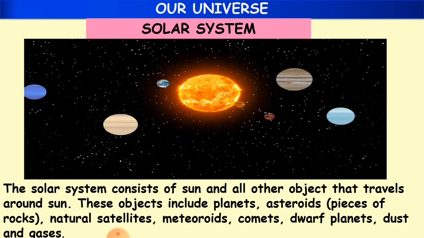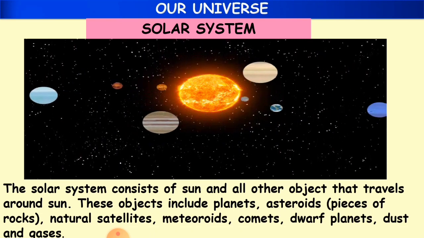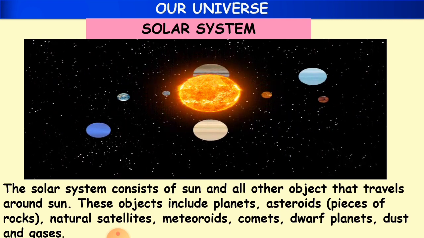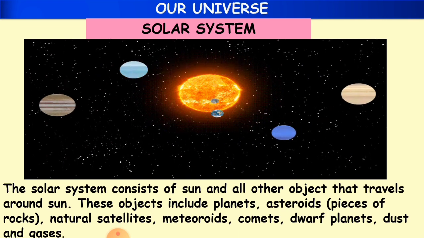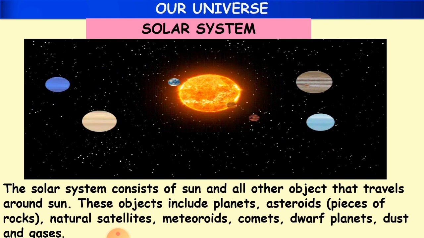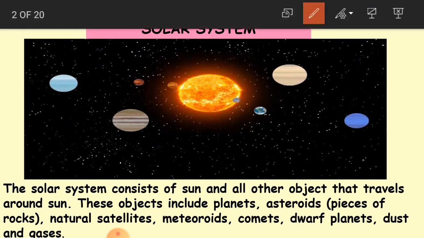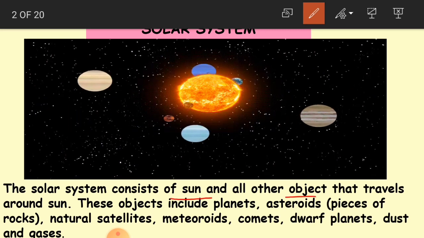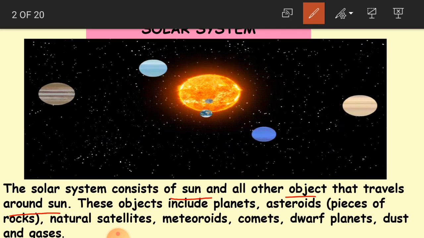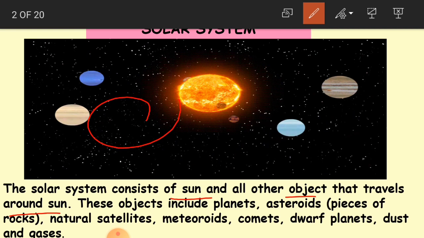What do we have in our universe? We have the solar system. And what is the solar system? Are you able to see here in between the sun, which is surrounded by the planets, the 8 planets, and also you can see some stars and other celestial bodies. The solar system consists of the sun and all other objects that travel around the sun. So they are traveling around the sun. Clear children?